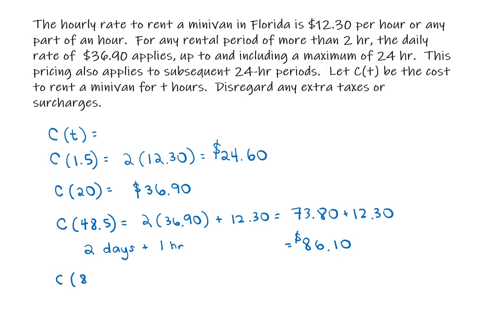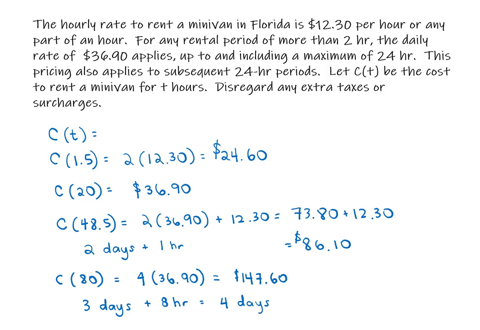To find C of 80, that's 80 hours. How many days can we do that? We want to divide 80 by 24, and we would get 3 full days and 8 extra hours. And so that's really just going to be the same as the cost of 4 days, because that 8 hours of that 4th day is more than the 2 hours that they would charge for at an hourly rate. So they would just charge for 4 days. So 4 times the daily rate. Using my calculator, I got $147.60.